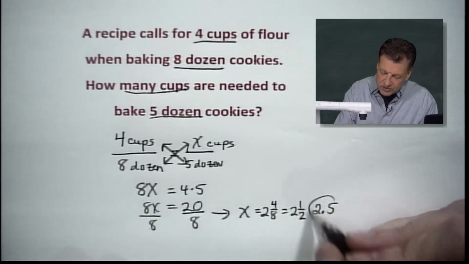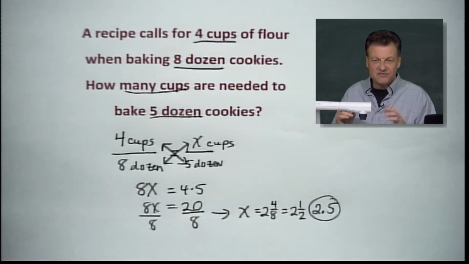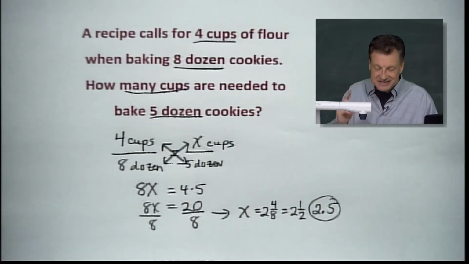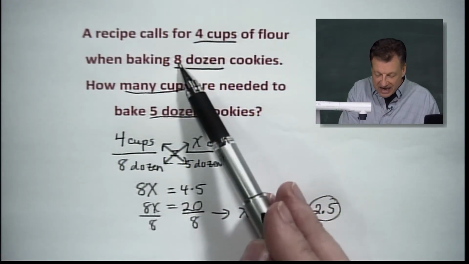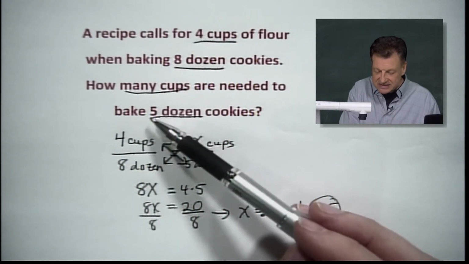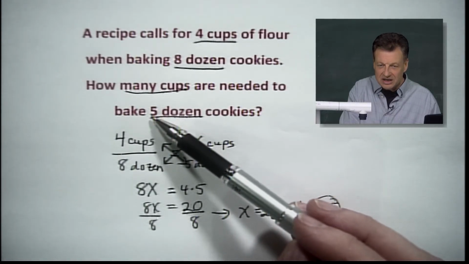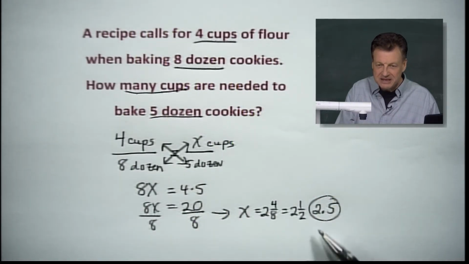So what are these representing? They're representing cups of flour. So it should make sense, because what was going on here, we were taking 4 cups for 8 dozen cookies. This is definitely a smaller amount, 60 cookies. This number should be smaller. Proportionally speaking, it will come down to that.